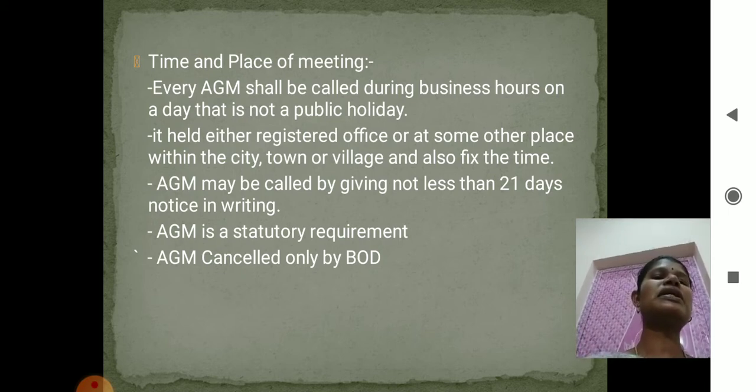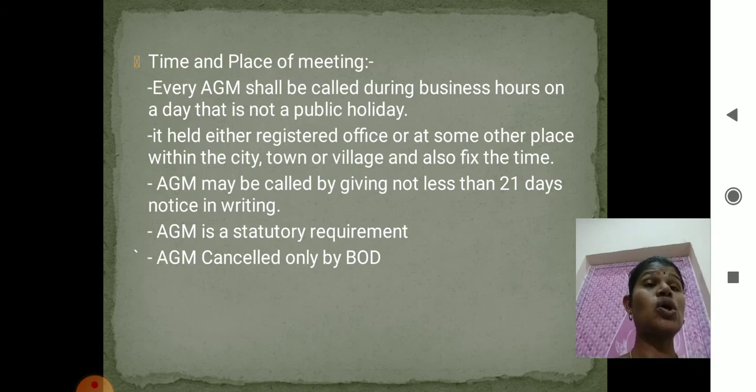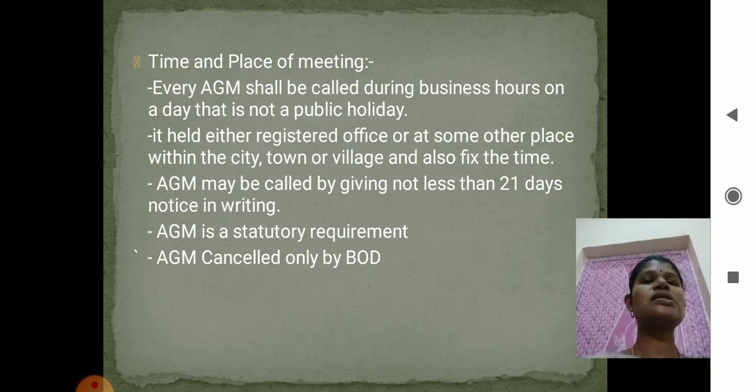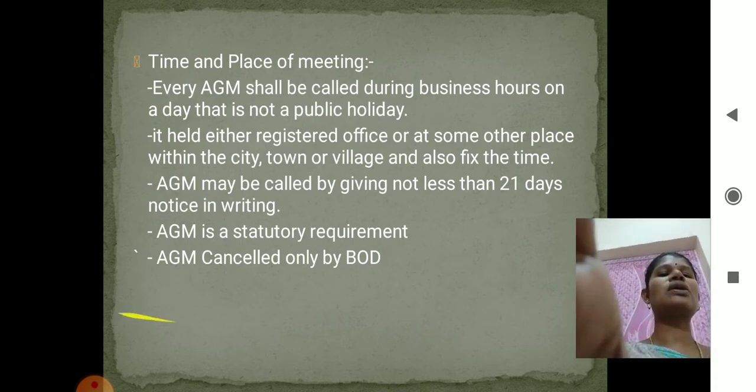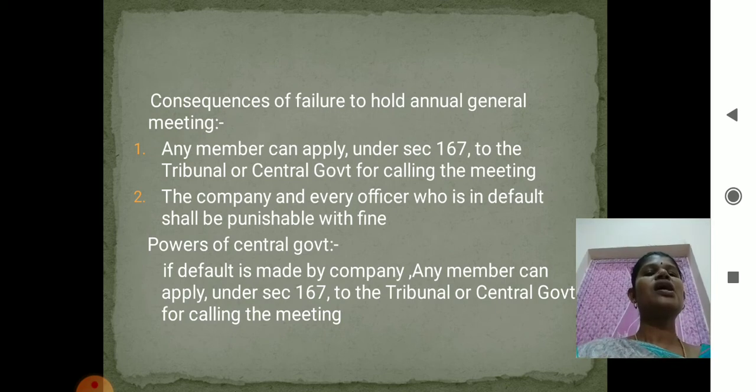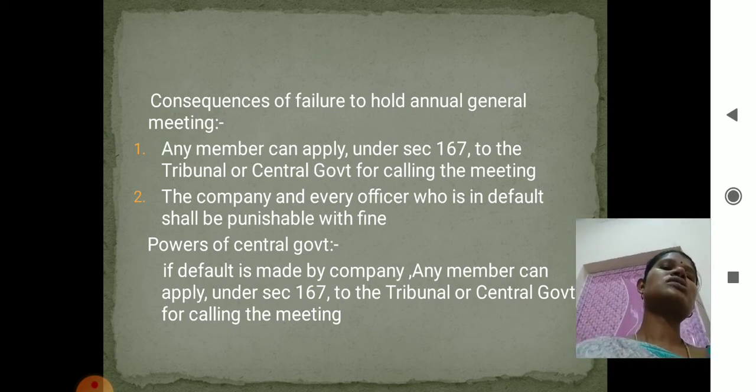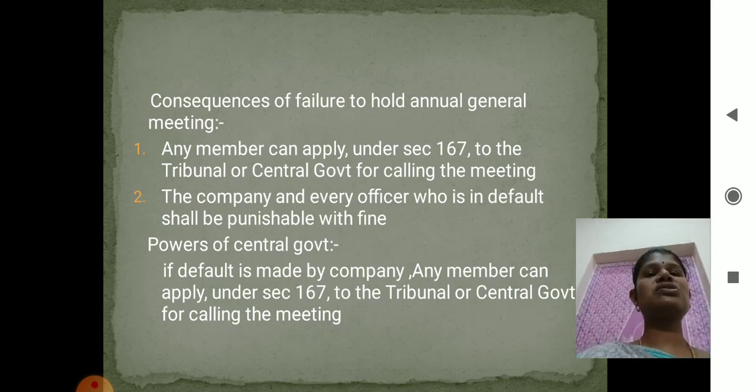So the annual general meeting is called by giving not less than 21 days notice in writing. So it is a statutory requirement. The annual general meeting is called only by the board of directors. And what are the consequences we are all facing? So, consequences of failure to hold the annual general meeting.